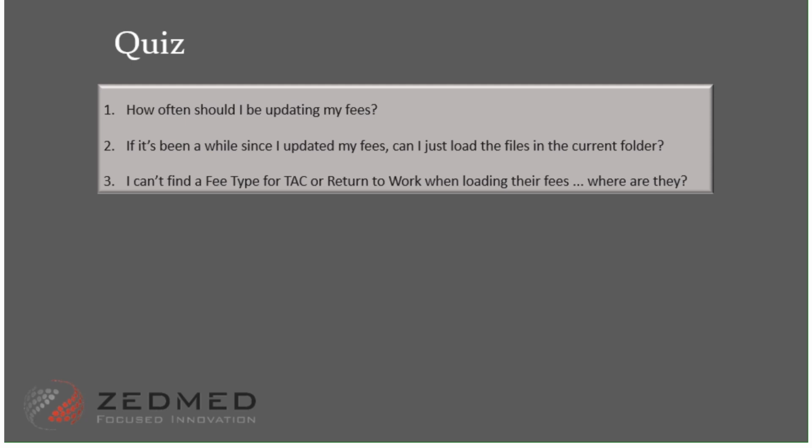Okay, so we've come to the end. Got a quick quiz for you here. So, how often should I be updating my fees? 2, if it's been a while since I updated my fees, can I just load the files in the current folder? And 3, I can't find a fee type for TAC or return to work when loading their fees. Where are they? I'll give you a few moments to jot down the answers there.